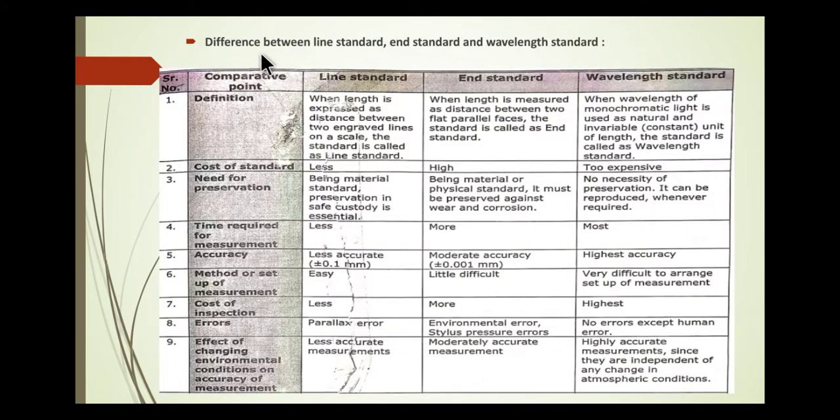Now, here is the difference between line standard, end standard and wavelength standard. These are some points of comparison such as definition, cost of standard, need of preservation, time required for measurement, accuracy, method of setup of measurement, cost of inspection, errors, effect of changing environmental condition on accuracy of measurement.